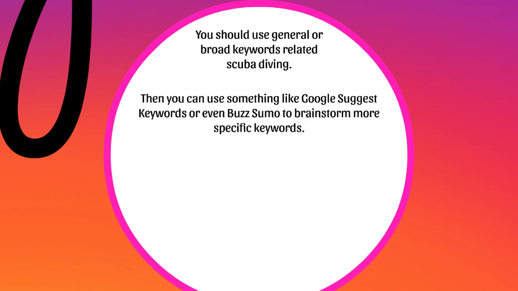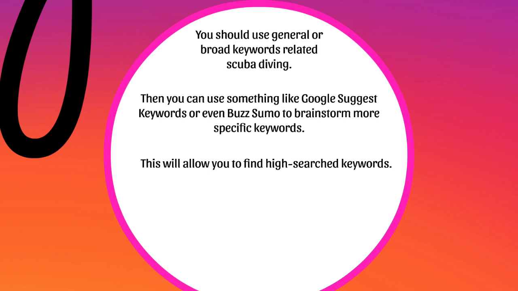Now, I'm going to show you different ways and different tools that you can use to break things down so that you can brainstorm more specific keywords. That way, instead of just posting to post, you have a reason to post, and you have the ability to post things that people actually want. All right, so we're going to use Google Suggest keywords, and I'm going to show you in a minute how to do all of this.